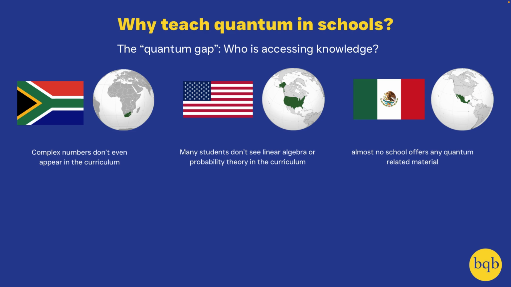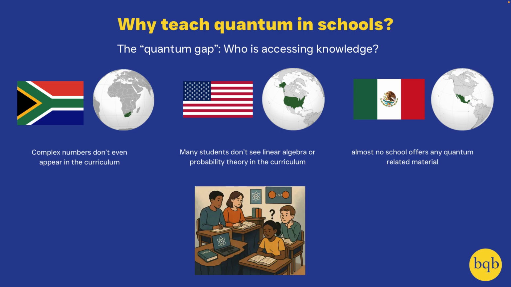So these are different levels at which students might not have access to knowledge that is either necessary to understand quantum mechanics and quantum technology, even if it's just at a beginner level, or even to get to the point in which they can access that material, right?